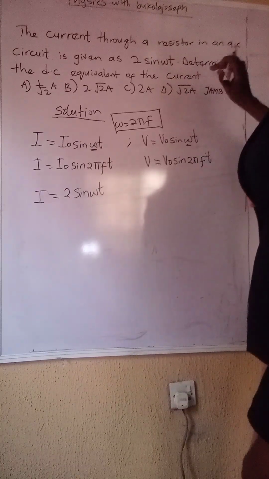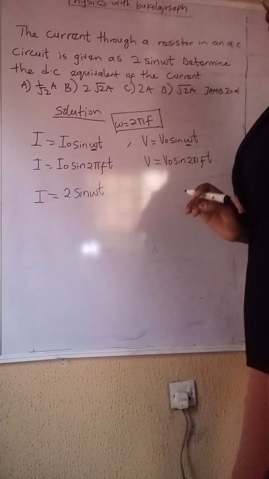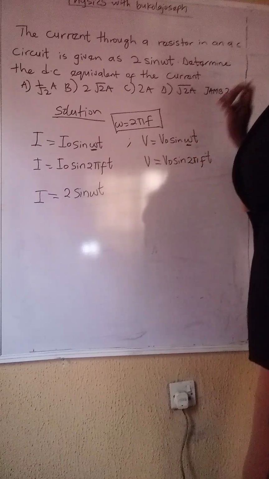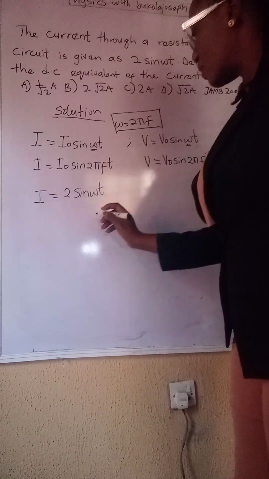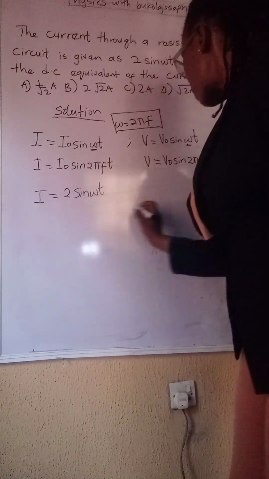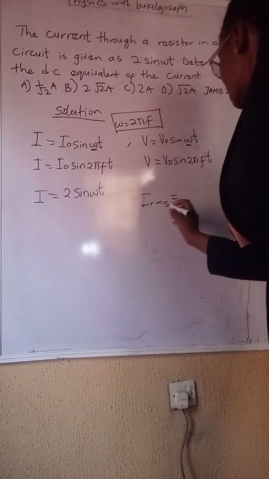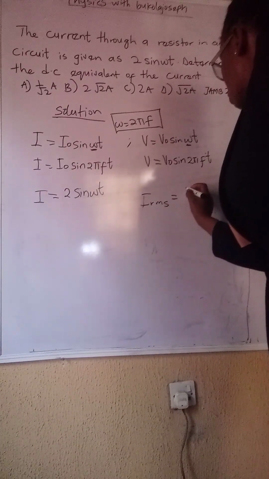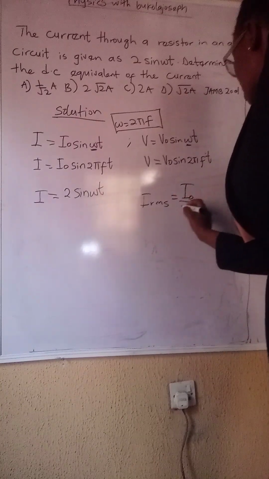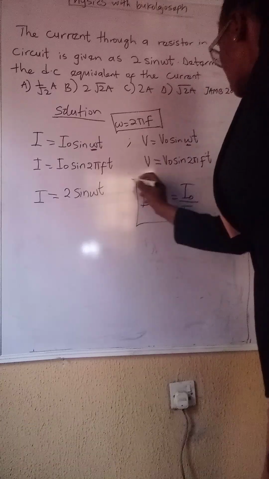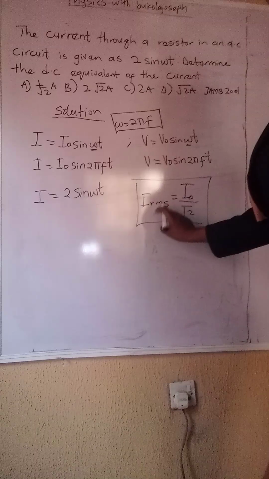So we are looking for the direct current equivalent of the AC. Let's quickly find this. The formula to find this equivalent, this is the formula we are going to be applying. We are going to be using I RMS equals I naught over root 2. I don't know if you still remember this formula. So this is the equivalent. RMS means root mean square, current root mean square. This is what we are asked to find.